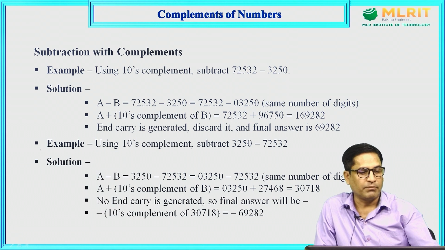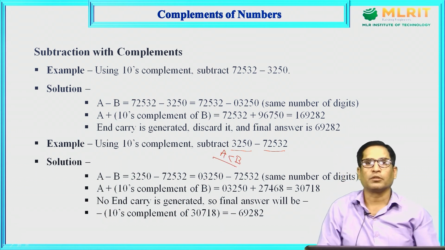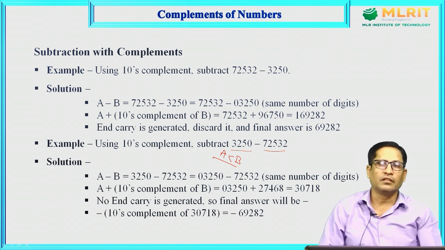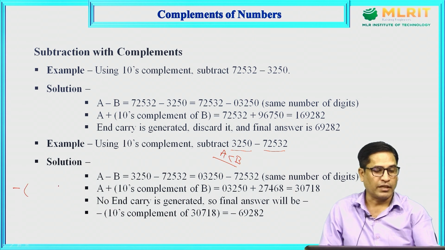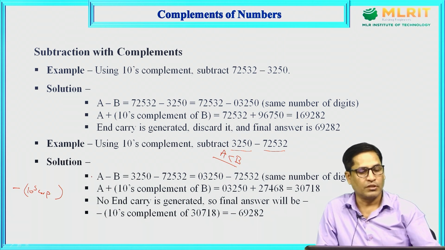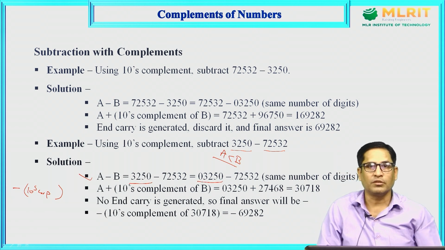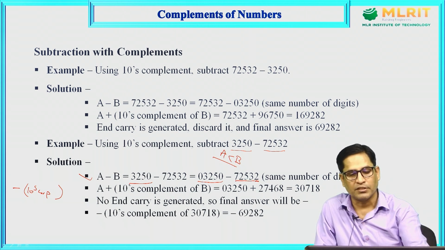Now the same numbers, but this time we are going to take case B. That means now A is less than B, and we remember that in this case no carry is going to be generated, but to get the right answer we have to put a minus sign first and then take the tens complement of the answer which we got in the previous stage. The first thing is to make the same number of digits. So for 3250 we add 0, and we get 03250, and the second number stays as it is, 5 digits.